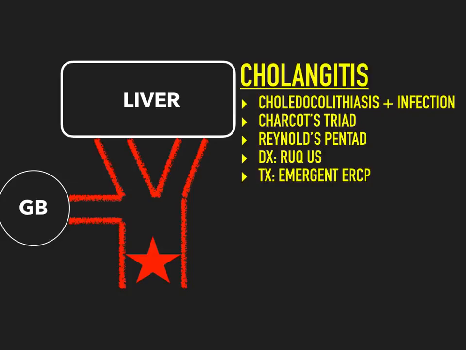Cholangitis, also known as ascending cholangitis, is when there is a stone that gets into the common bile duct and causes an infection. It's basically a choledocholithiasis plus an infection. You have Charcot's triad 100% of the time: fever, jaundice, and right upper quadrant pain. If the patient progresses and they get worse, they can develop Reynolds' pentad, which is Charcot's triad plus the addition of hypotension and altered mental status. It is a poor prognostic factor and may indicate that the patient is going into shock. To diagnose this, you want to quickly get a right upper quadrant ultrasound because it's non-invasive and will not cause the patient any discomfort, and then do an emergent ERCP to pull out the stone that's obstructing the system.